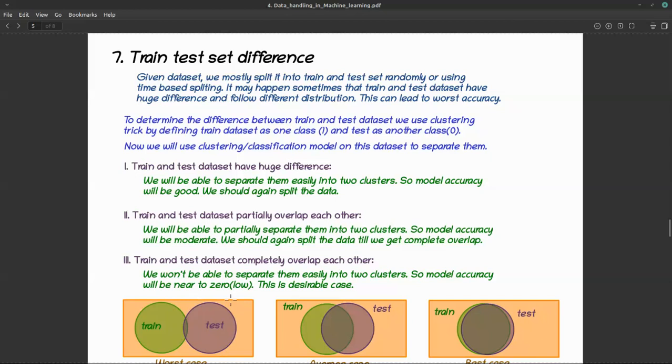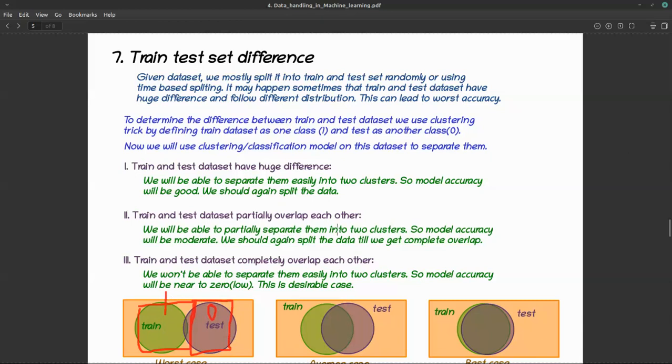t-SNE is one option, but you cannot rely on it because of global and local limitations. It doesn't preserve global information, it only preserves local information, right? So one very engineering hack is this: we take the train dataset and label it as, let's say, 1, and take the test dataset and label it as 0. Now I will take a classification algorithm. What we are predicting is whether a point is from the train or the test dataset. I will use either KNN, SVM, logistic regression, or any other classification algorithm.